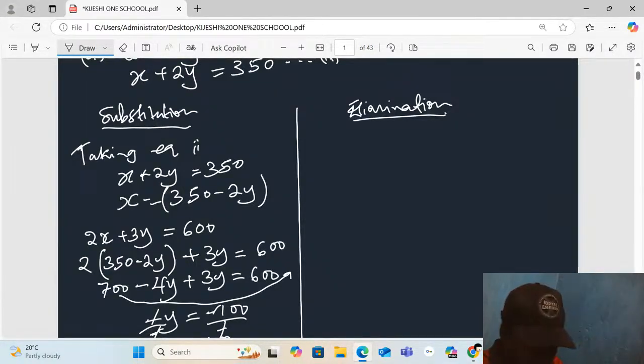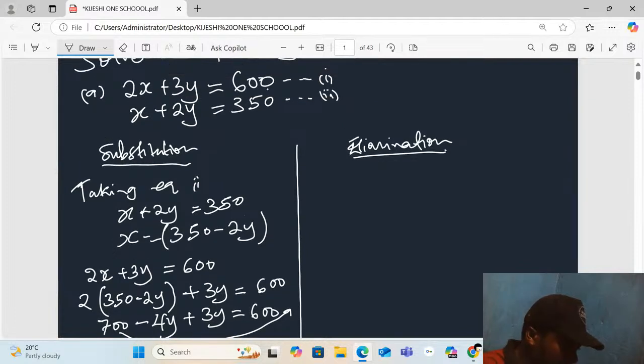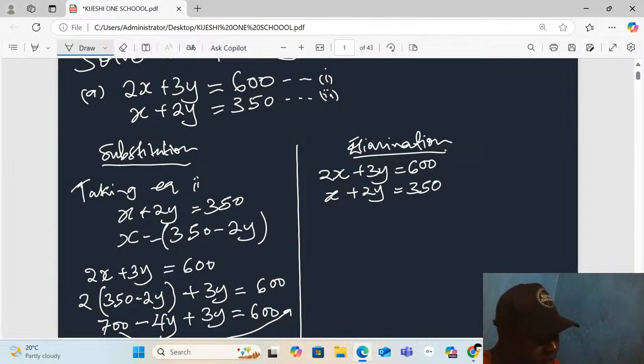Elimination method. The same equation, but we are now going to use the elimination method to find the values of x and y. Now, the equations are 2x plus 3y, which is equal to 600, and x plus 2y, which is equal to 350.